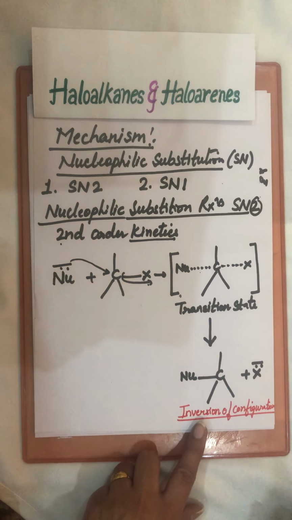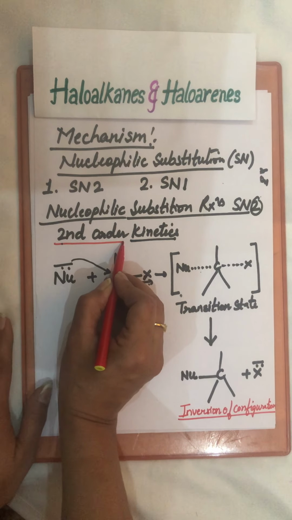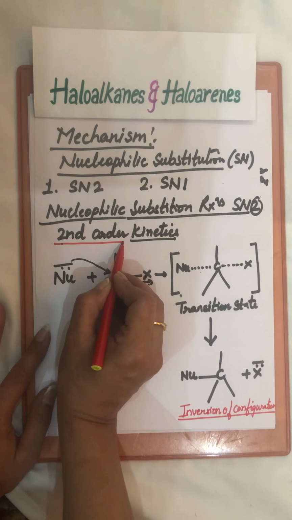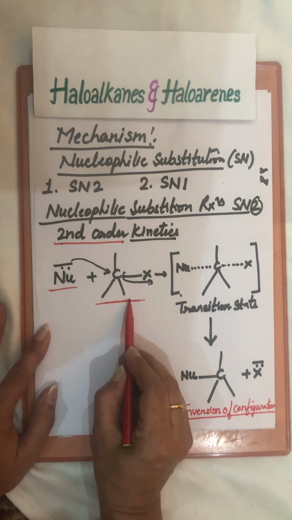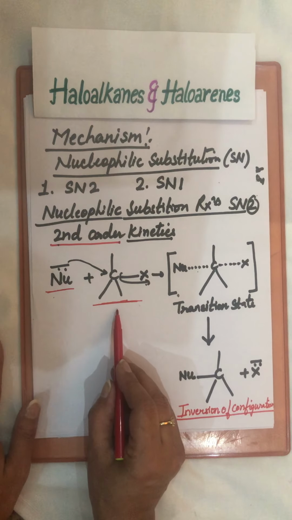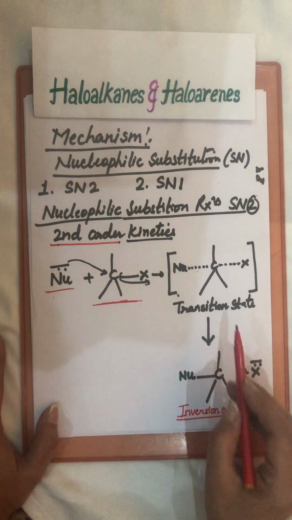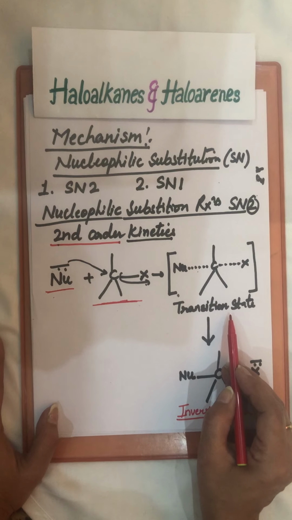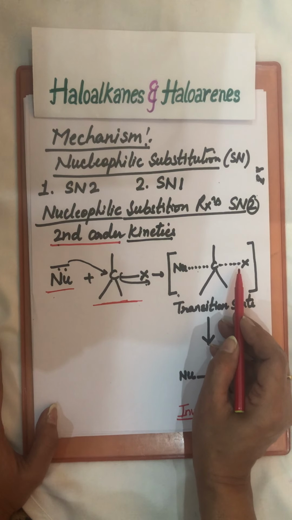So in SN2 reactions, first thing is this has second order kinetics. The rate of reaction depends on the concentration of both these reactants, that is nucleophile and haloalkane. And second thing here is the product formed has inversion of configuration. And this transition state I told you is unstable because in this carbon has 5 bonds, which is not possible.